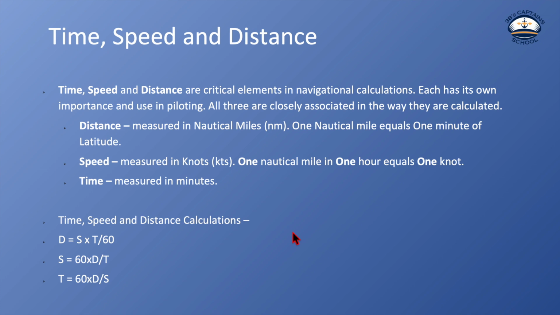The way we're going to do the problems in this video, distance is always going to be in nautical miles. Speed is in knots, and a knot is nothing more than a nautical mile per hour. 1 nautical mile per hour is a knot. 5 knots is 5 nautical miles per hour. And then time, we're going to measure it in minutes.